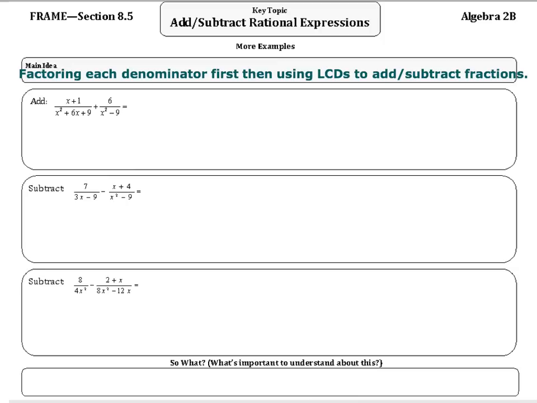Okay, let's look at the other side of our frame. The other side is still adding or subtracting rational expressions. Now they're going to get a little bit different. What you have to remember for these problems is that you need to factor each denominator first, then use LCDs to add or subtract the fractions. So for these ones, we're going to have to do some factoring. You might need to factor, let's see here. That's factored, and that's factored. So you won't need to factor any of the numerators, just the denominators for these ones.